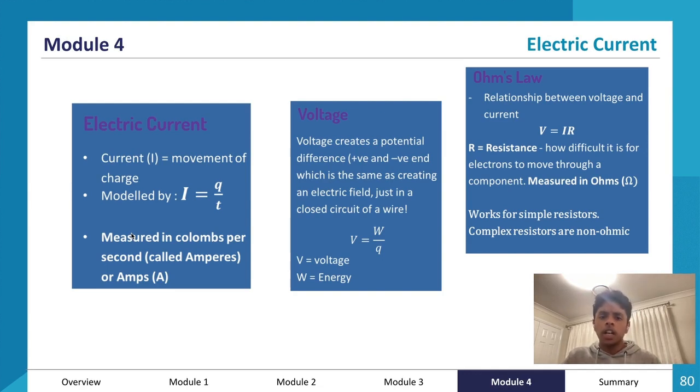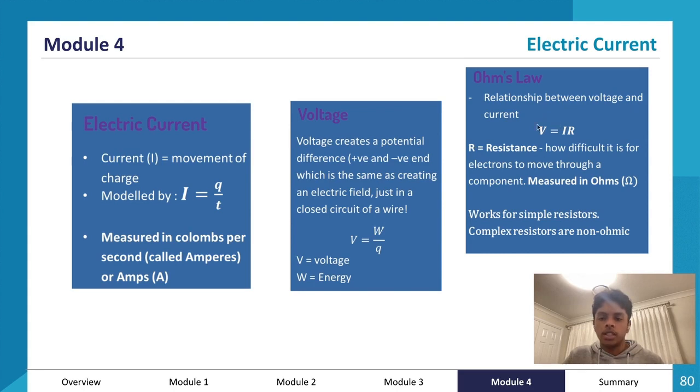We also have voltage. Voltage creates a potential difference, a positive and negative end, which is the same as creating an electric field, just in a closed circuit of wire. So voltage is given by energy per charge, basically energy over charge. That is voltage over here. And we also have Ohm's law, which is the relationship between voltage and current.